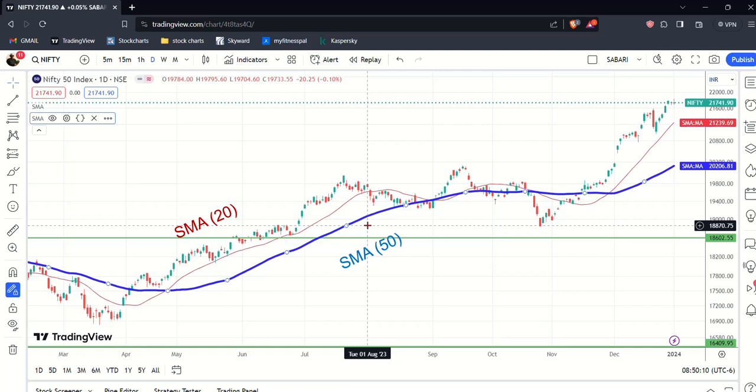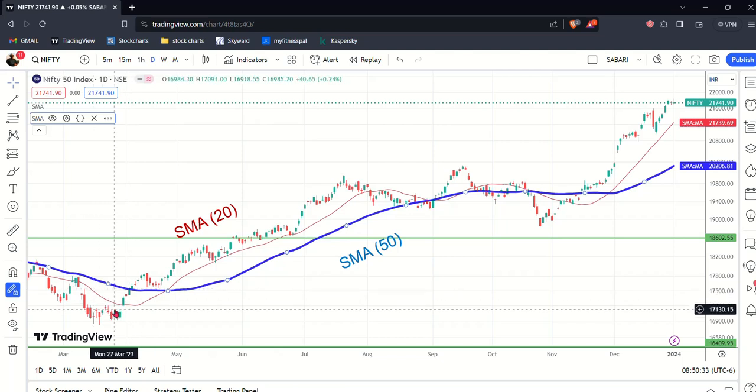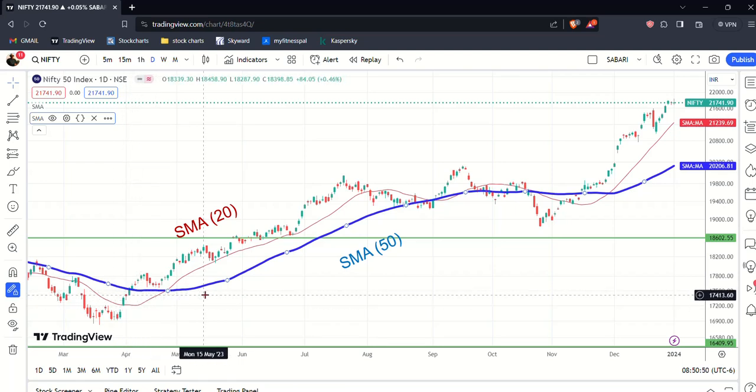Number two, with more data, each day's data becomes relatively less important in the calculation. Number three, a large change in the value on one day does not have a large impact on the longer moving average. And here there is a change, but there is lesser impact on the longer moving average compared to the shorter moving average. The trend is slower.